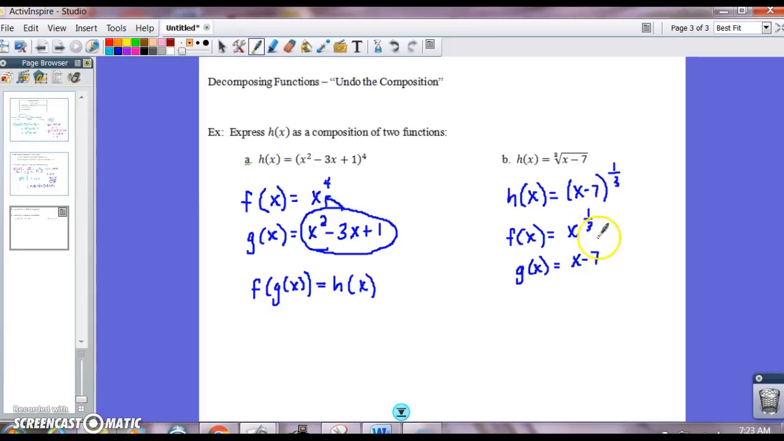Okay, you don't have to think of it as x to the 1/3. You could just think of it as the cube root of x. Either way is fine. Either way, you're just plugging in g of x into that. So f of g of x would then equal h of x.